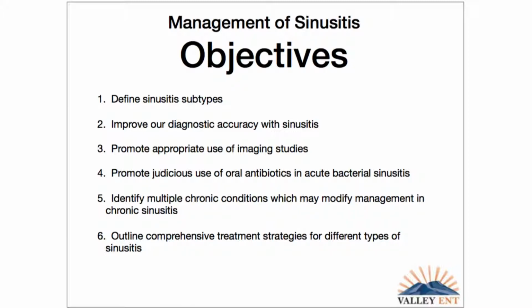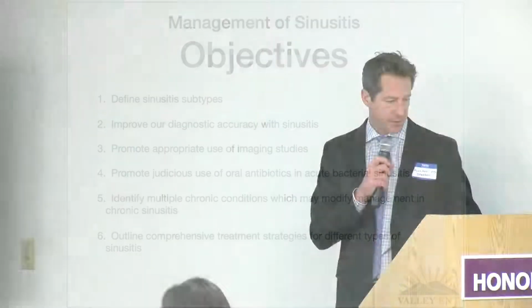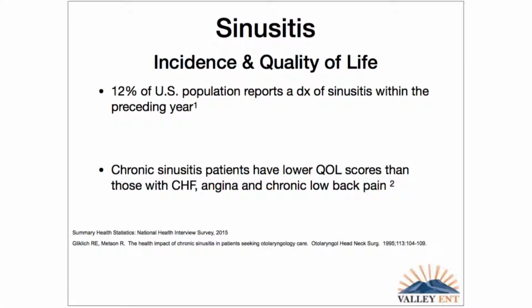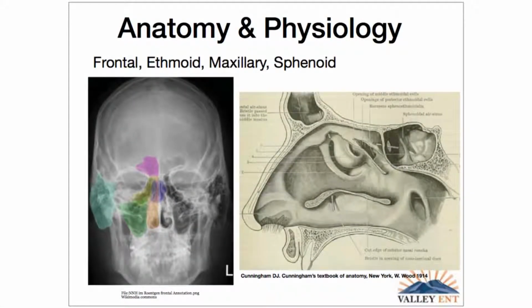We're going to hopefully identify multiple chronic conditions which may modify management in chronic sinusitis and outline comprehensive treatment strategies for different types of sinusitis. So sinusitis touches all of us. 1 in 8 adults will get sinusitis within the year. And chronic sinusitis patients actually have lower quality of life scores than patients with CHF, angina, and chronic low back pain.